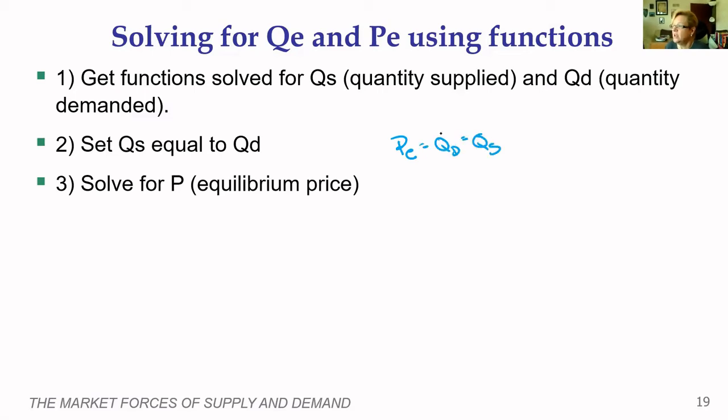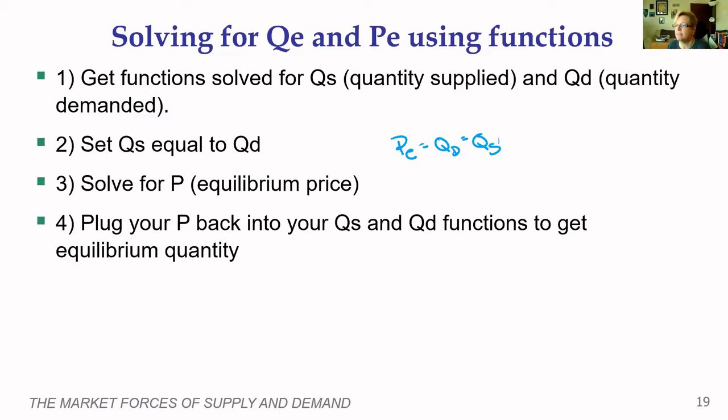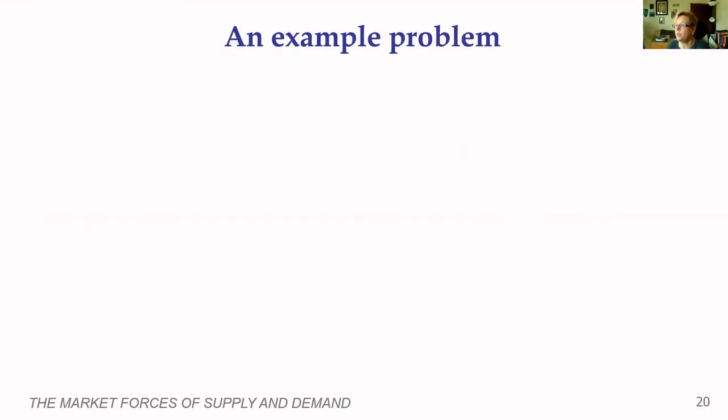So once we have the quantity demanded equation and the quantity supplied equation, we can set them equal to each other and solve for equilibrium price. Then we take either the quantity supplied or quantity demanded equation and plug the price back in to get our equilibrium quantity. So here's an example problem.